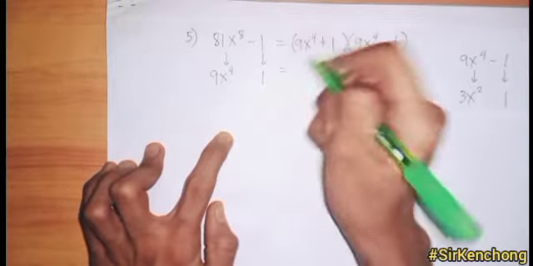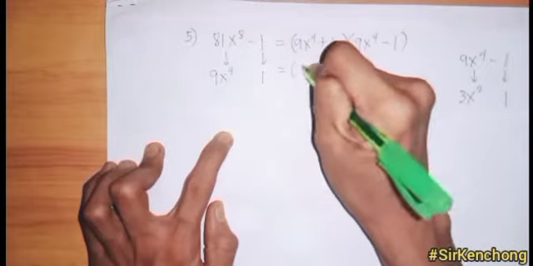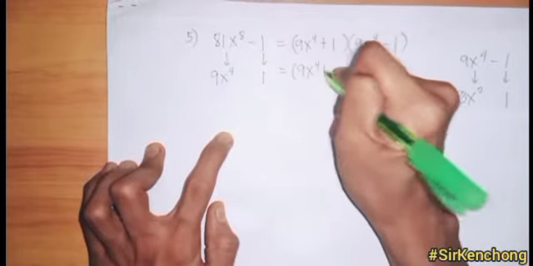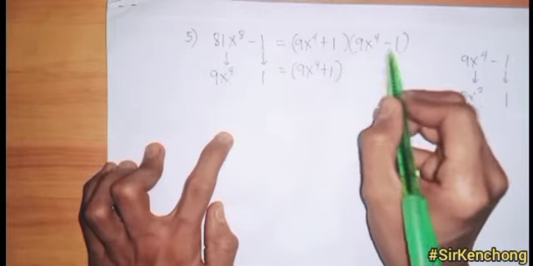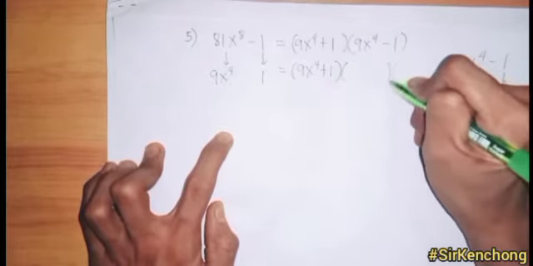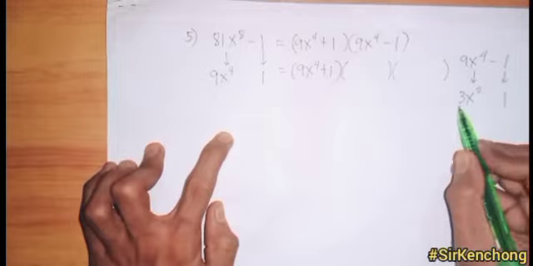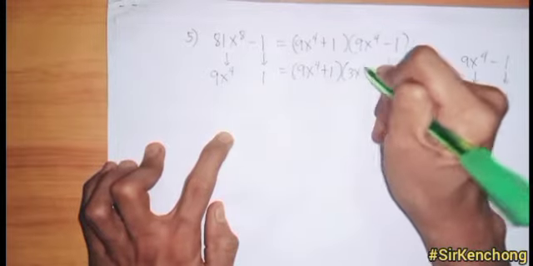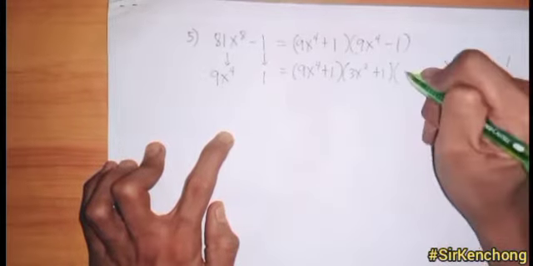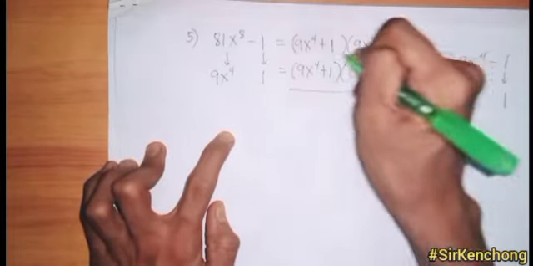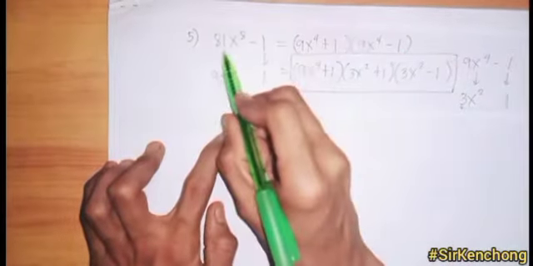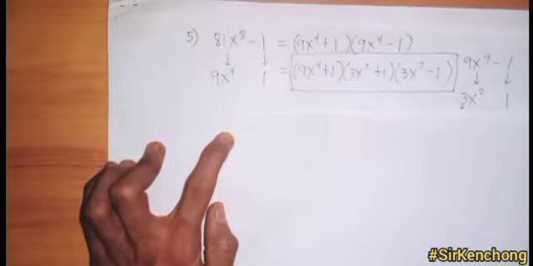Ang final answer na natin, copy muna natin itong first factor natin, 9x to the 4th plus 1. Tapos itong pangalawang factor, which is also a difference of 2 squares, ay magiging 3x squared plus 1 at 3x squared minus 1. So this is the complete factored form of 81x to the 8 minus 1.